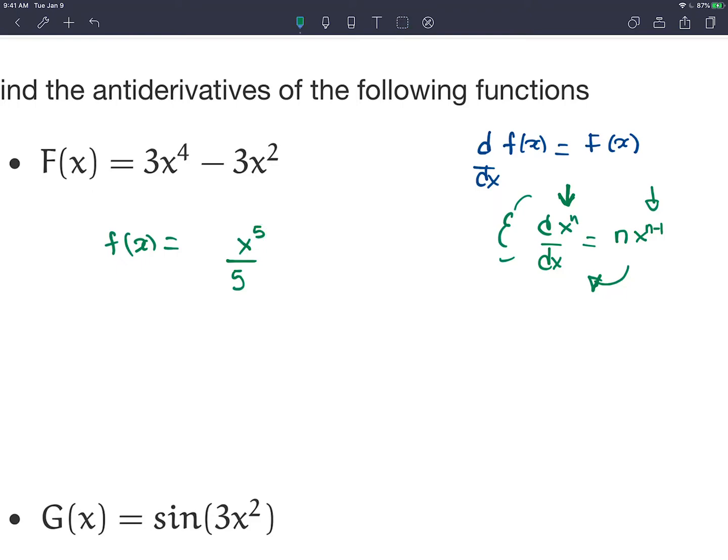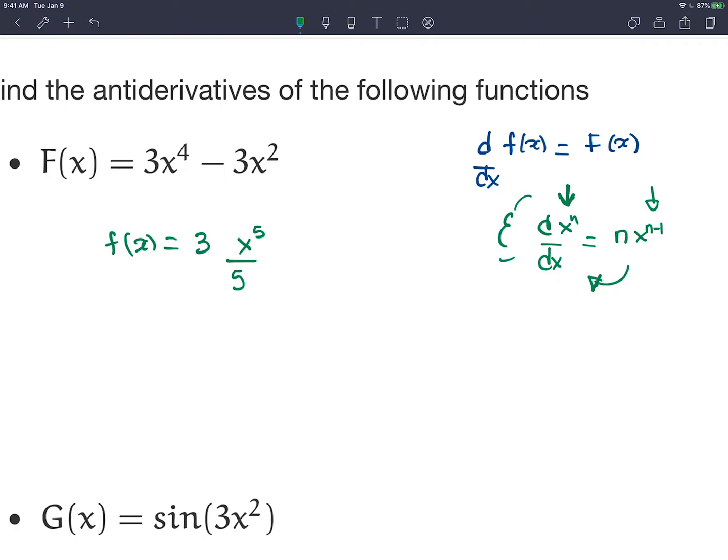Now the 3 that I have here as a coefficient is still going to stay there, right? Because the effect of taking the derivative of this is that the 5 would come down, multiply the 3 and get a 15, but don't bother multiplying. That 5 is going to cancel with the 5 in the denominator, so the 3 is going to survive, right?